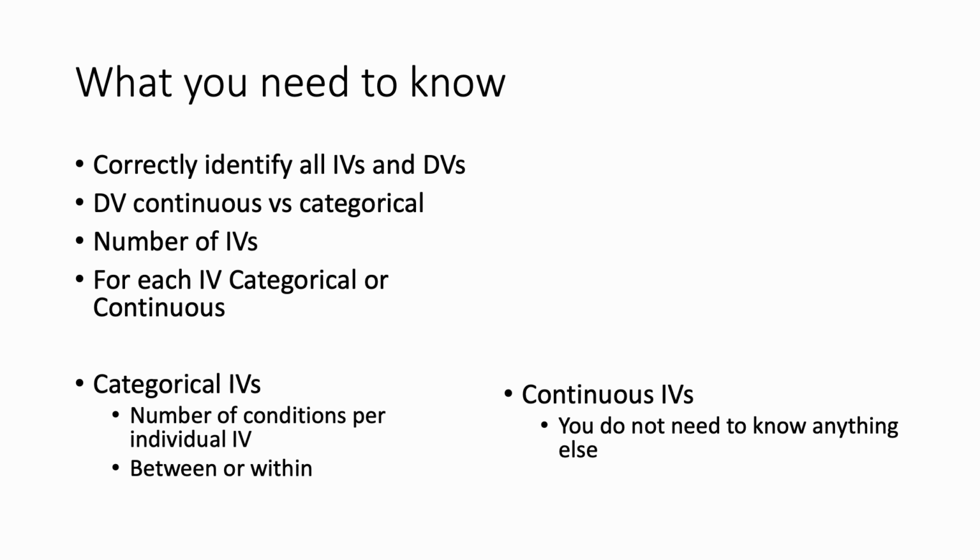You need to know the number of independent variables. Remember, moderator and mediator problems will have 2 independent variables. For each independent variable, you have to know: is it categorical or continuous? For categorical independent variables, you have to know the number of conditions per independent variable and whether it is between or within. For continuous independent variables, you just need to know that it's continuous.